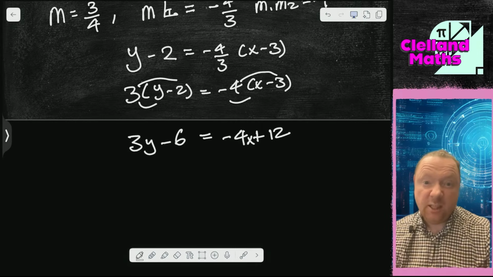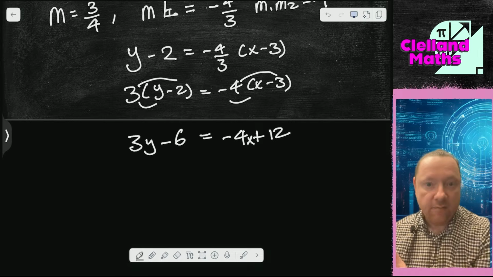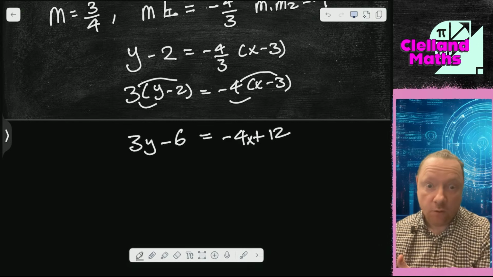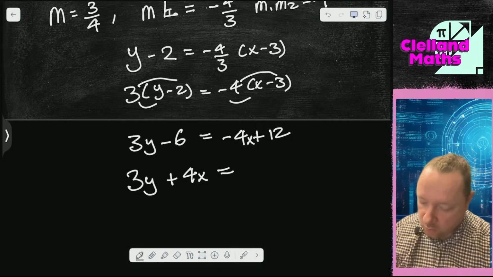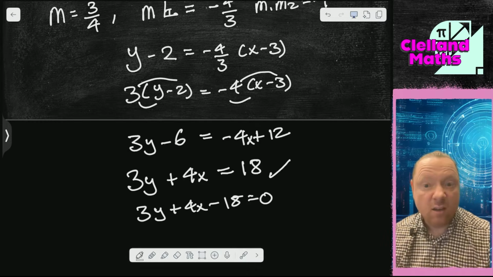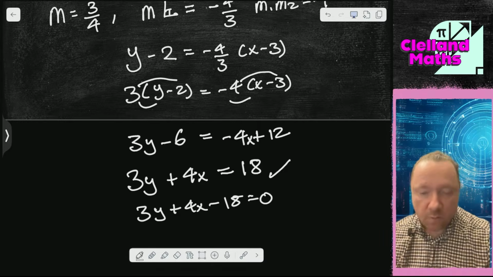Now, we don't need to change it back to y equals. It's acceptable to leave it as y, x, and then a number on the right, or y, x, number and 0 on the right. So that's what I'm going to do. 3y + 4x, moving the x over, 12 + 6 is 18, and I think that would be acceptable. But you could write 3y + 4x - 18 = 0 if you prefer, or even switch the x and y around, who really cares? Let's move on to the next one.